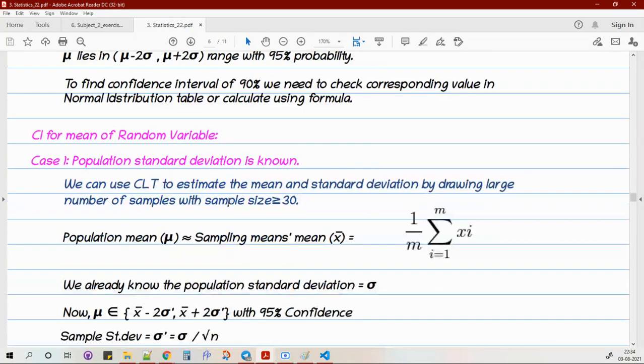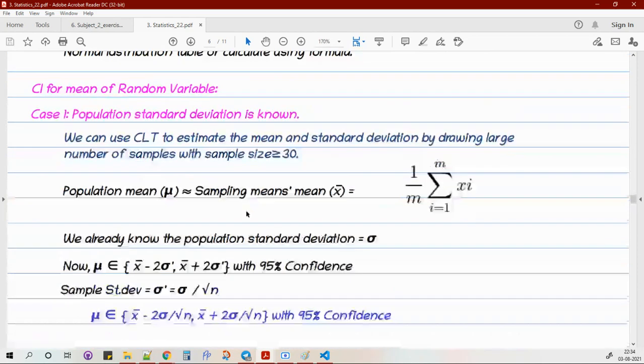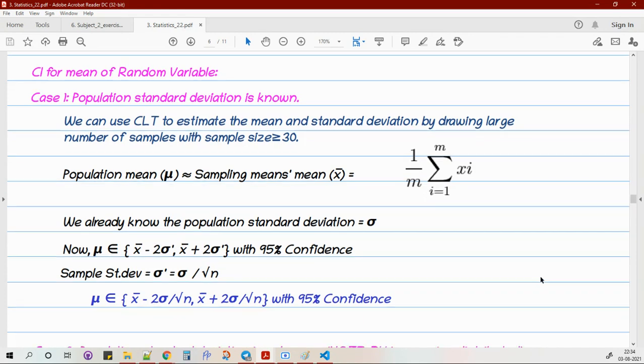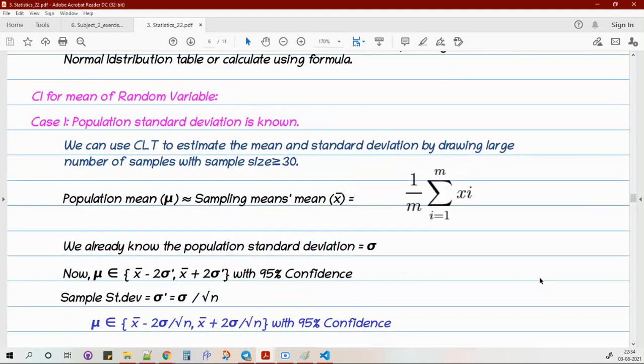Okay, let's go to the next topic, CI for the mean of a random variable. Our task is to calculate mu, the mean or average value, and the confidence interval around it for a random variable. There are two cases basically. Case one is that the population standard deviation is known. So for the population we are studying, we know the standard deviation. In that case, life is simple, right?